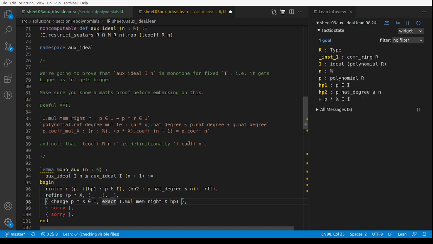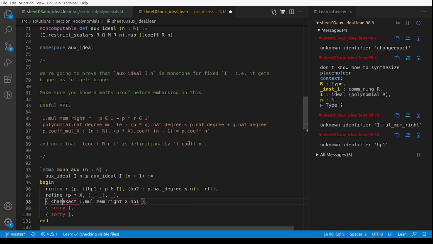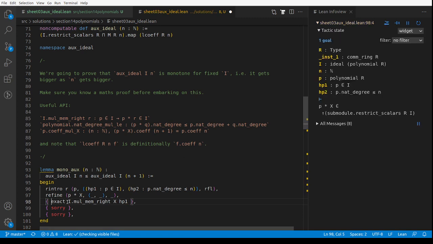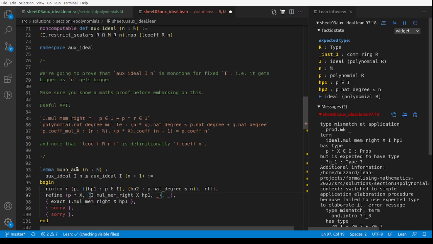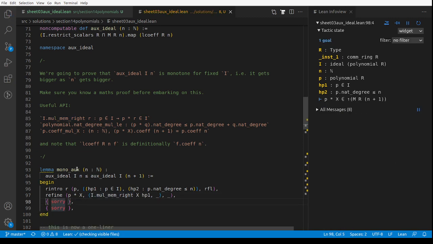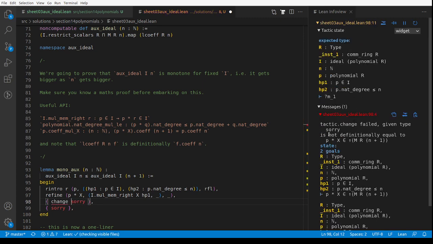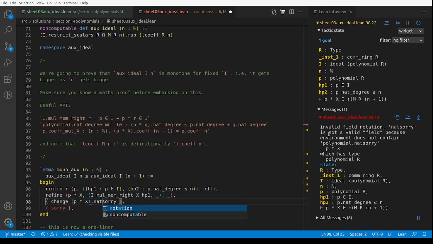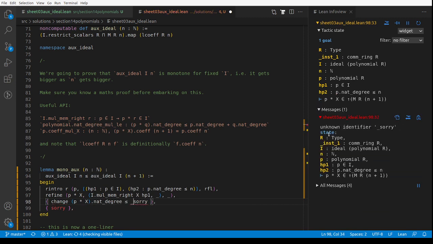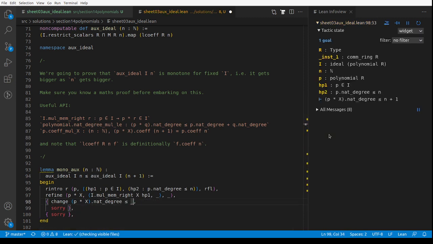And of course, the change isn't necessary because exact sees through definitional equality. And so because that's exactly that, we don't even need to have a case for that. We could just put that there. In fact, we probably don't even need the brackets. Yeah, so now that can go. And now what? This says P times X. What does this say? This says P times X. So this says change P times X dot nat degree is less than or equal to something. There we go. You see, it's really nice now, right? All the hypotheses and the goal, they're very clean. It's very clear what they're saying.